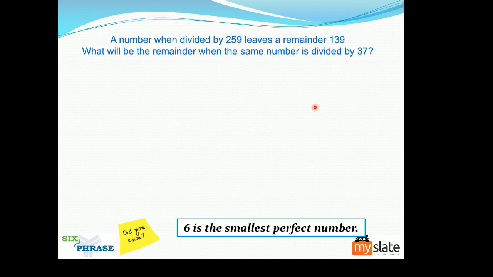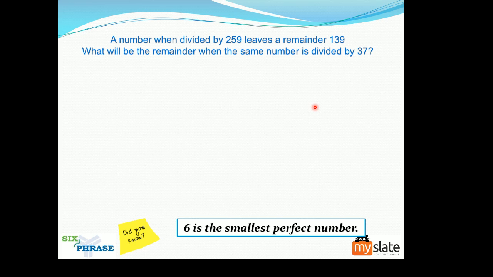A number when divided by 259 leaves a remainder 139. What will be the remainder when the same number is divided by 37? Okay, so I'll just read the question again. The question is very simple. You divide a number, we don't know what that number is, by 259. You get a remainder of 139. What will be the remainder when the same number is divided by 37?